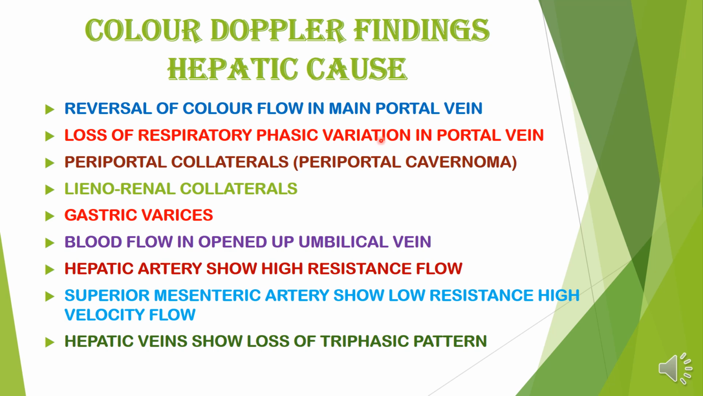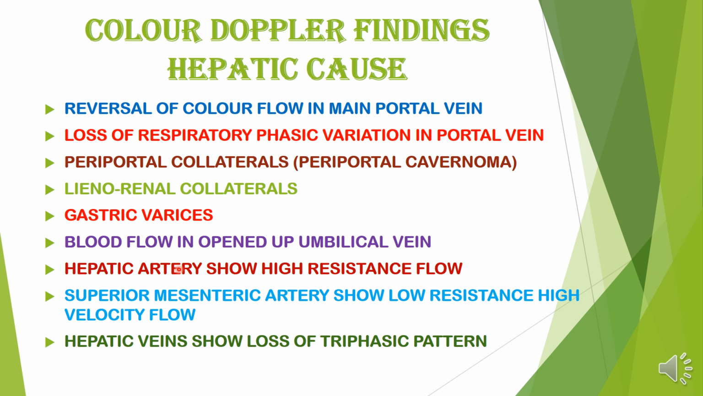In a normal portal vein, there is a respiratory phasic variation which is seen in inspiration and expiration that might be lost, and there might be periportal cavernoma formation, lienorenal collaterals, gastric varices, and you might see blood flow within the opened up umbilical vein, which is a sure shot sign.